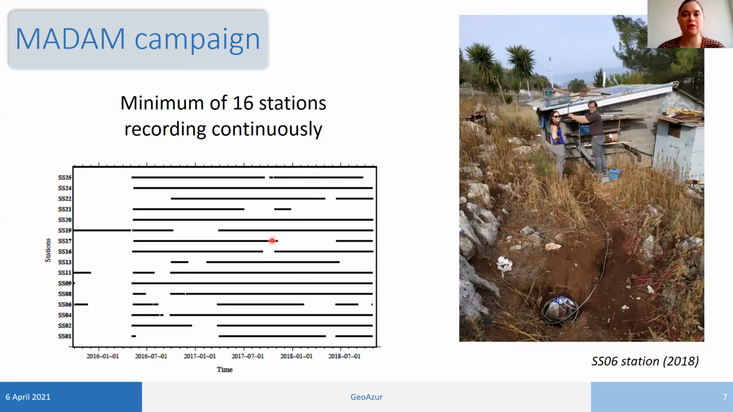Those seismic stations are recording continuously. Here you can see a graphic with the station availability. You can see that most of the network was installed at the beginning of 2016. Some of them have recording stops due to problems with batteries, power, memory, and many other problems. To the right, it's just a picture with Alexis, my supervisor, at the SS06 station, trying to find a better place for the station. This campaign recorded for more than 3 years, actually.